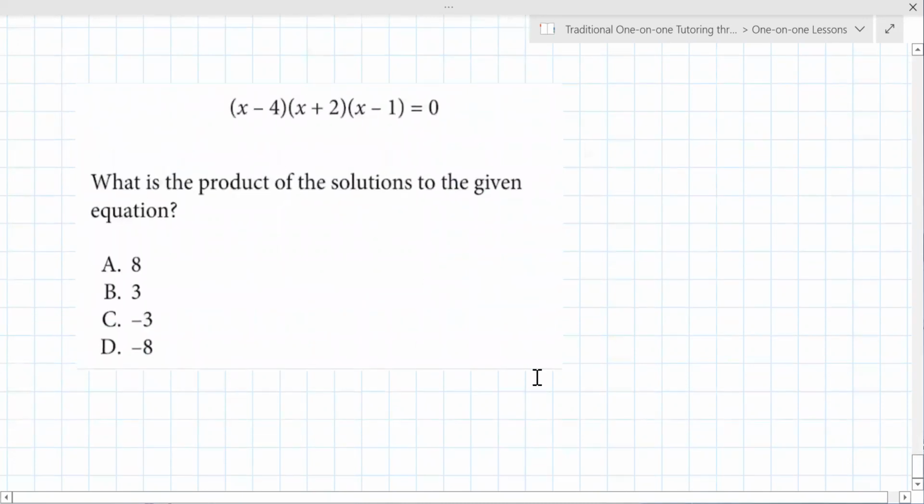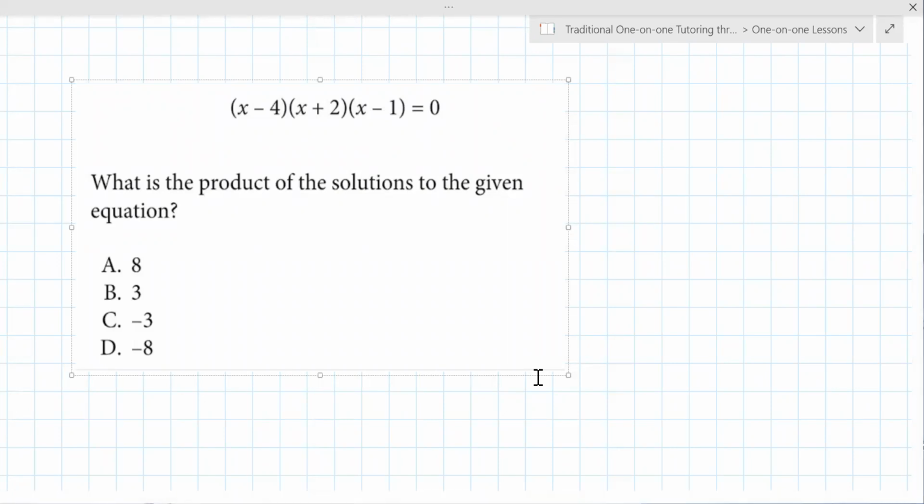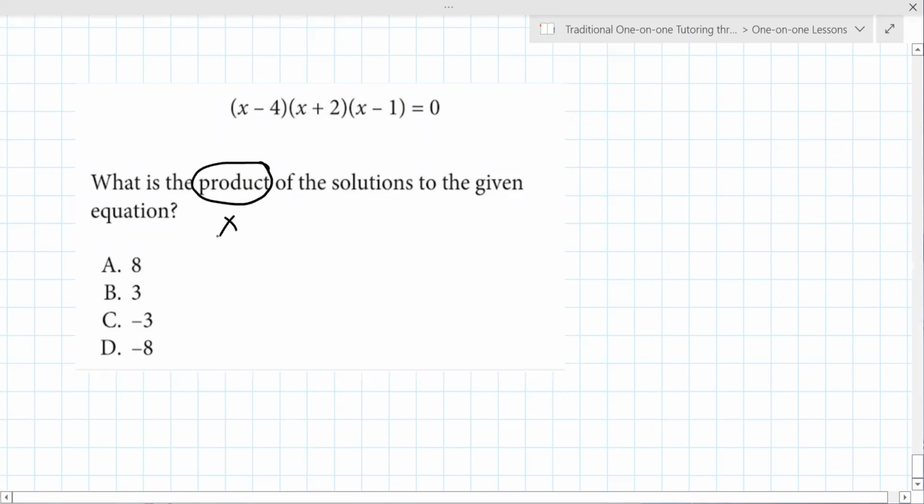What is the product of the solutions to the given equation? So the solutions are the intercepts. So I'd add them all together or what? What does the word product mean? Multiply? Yes.